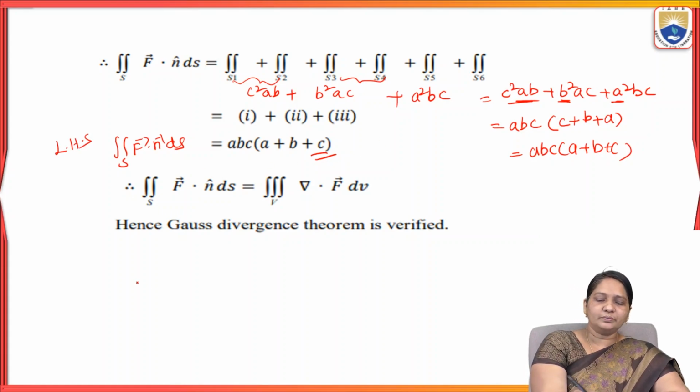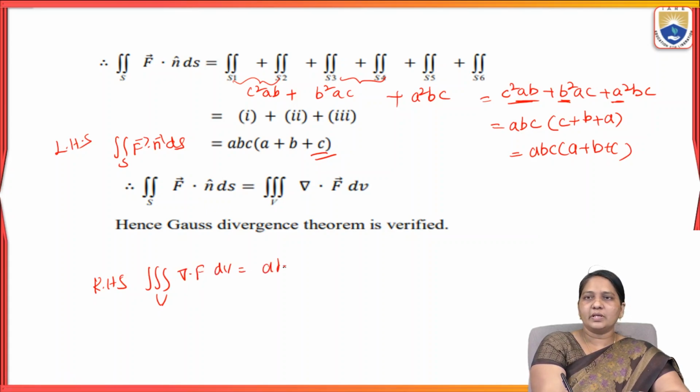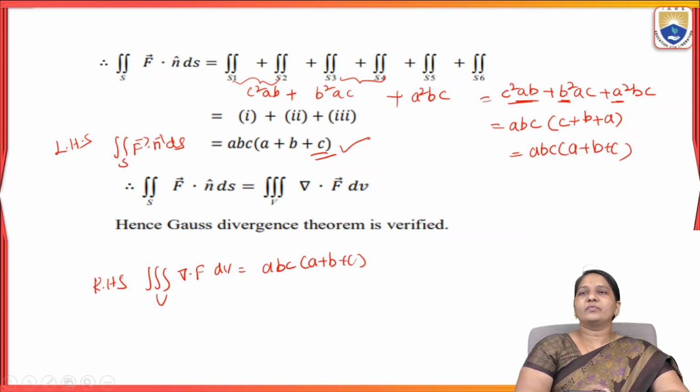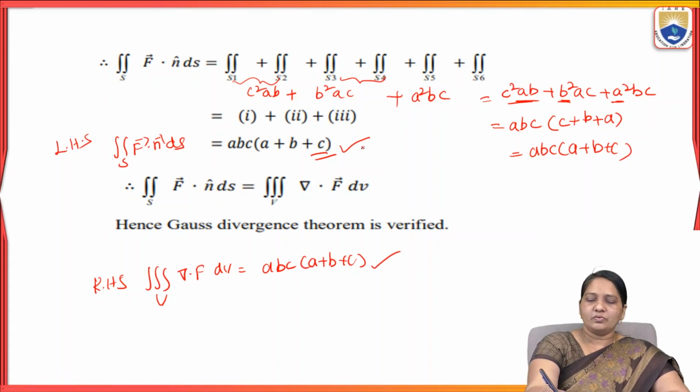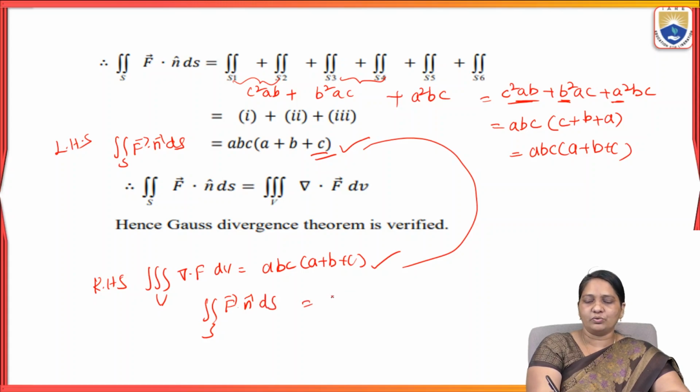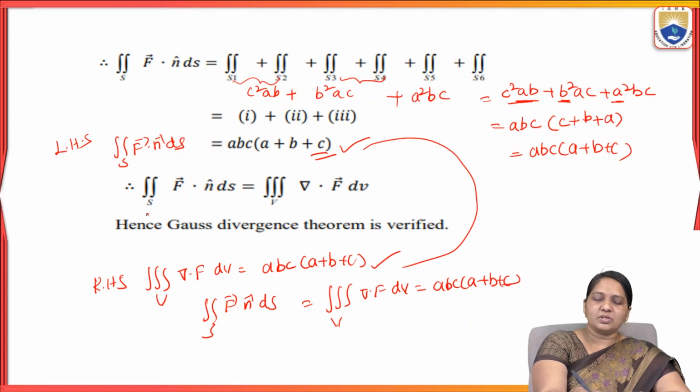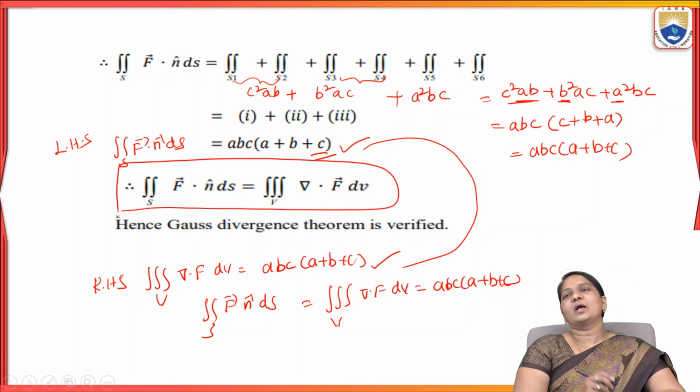In the RHS part, we integrate over v of del dot f dv, and we get abc into (a plus b plus c). For the LHS we also got the same value, and in the RHS we also got the same value. So that means the double integral over s of f dot n ds is equal to the triple integral over v of del dot f dv, which is equal to abc into (a plus b plus c). That's why these two are equal according to the Gauss Divergence Theorem.